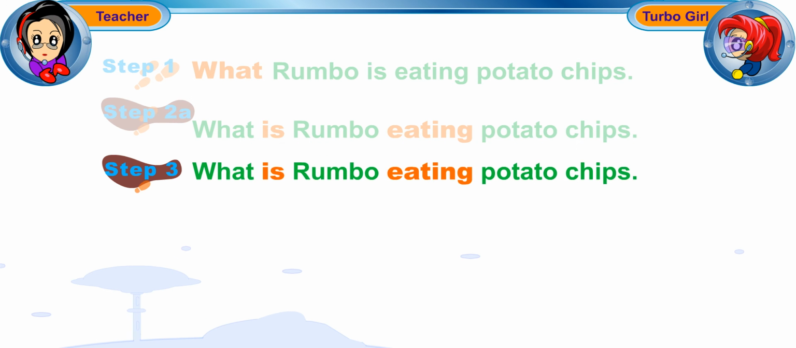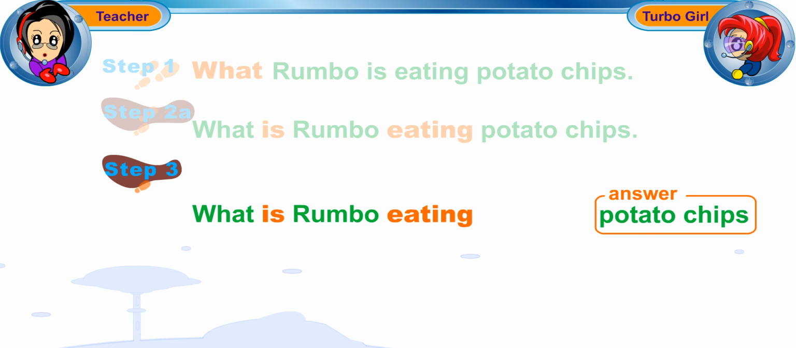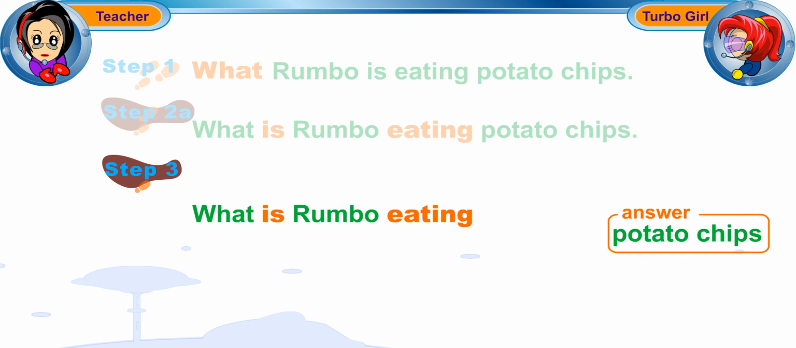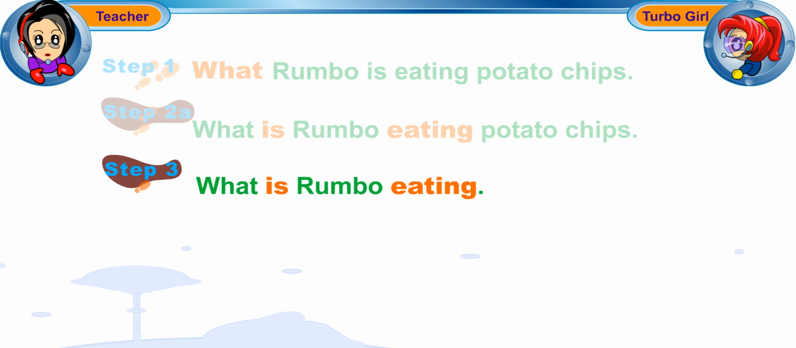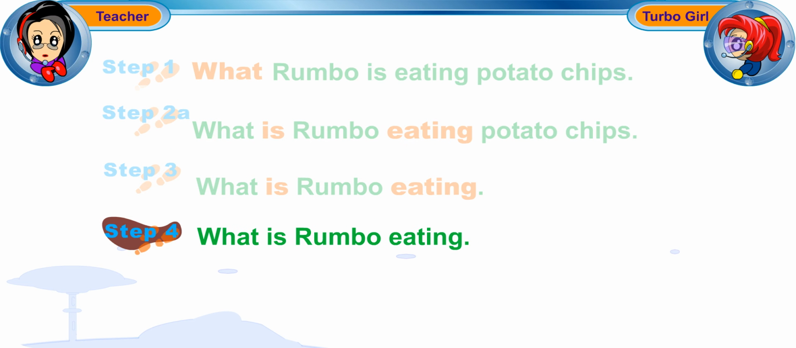Step 3. Remove the answer from the question. Since the answer to the question is potato chips, we must remove the noun potato chips. So we have, what is Rambo eating? Step 4. Change the full stop to a question mark. So we have, what is Rambo eating?